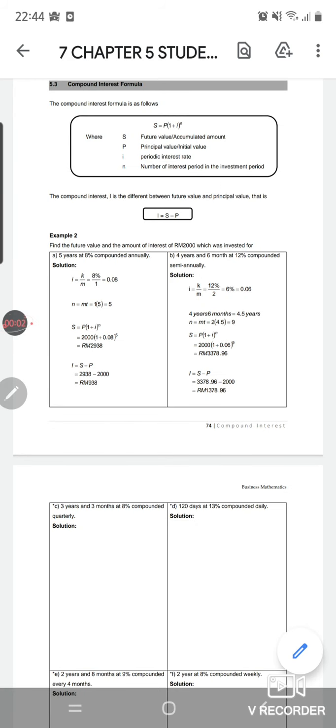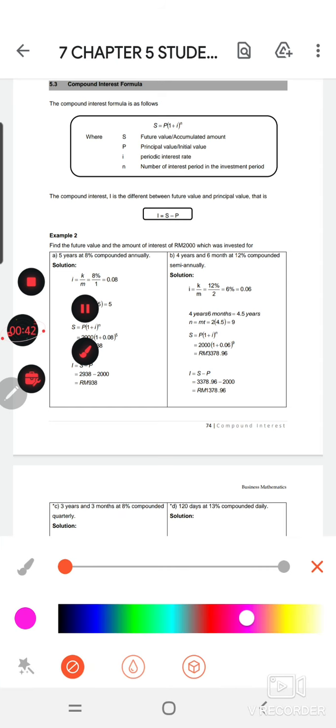Okay, Assalamualaikum. So we continue with compound interest formula. The compound interest formula is as follows: S equals P(1 + i)^n, where S is the future value or accumulated amount, P is the principal value or initial value, i is the periodic interest rate, and n is the number of interest periods in the investment period. The compound interest I is the difference between future value and principal value, that is I equals S minus P. Okay, so let me explain.